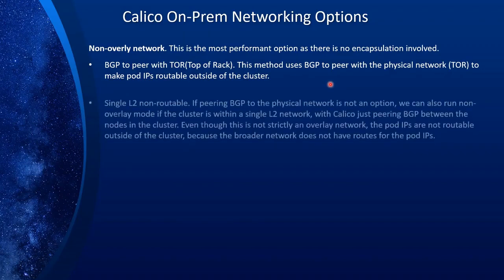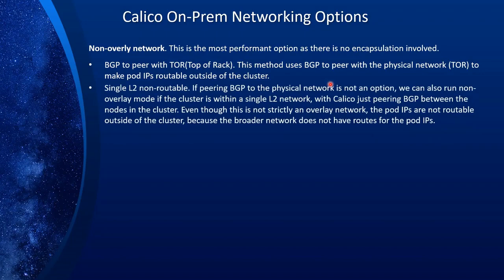So that's very nice. If that's not possible, but we have all our nodes on the same L2 subnet, then we can simply use Calico for BGP peering among nodes. In that case, we will not be using any encapsulation, although those pod IPs will not be routable from outside the cluster. That's the only disadvantage of that. But other than that, it gives you the performance of the first option.